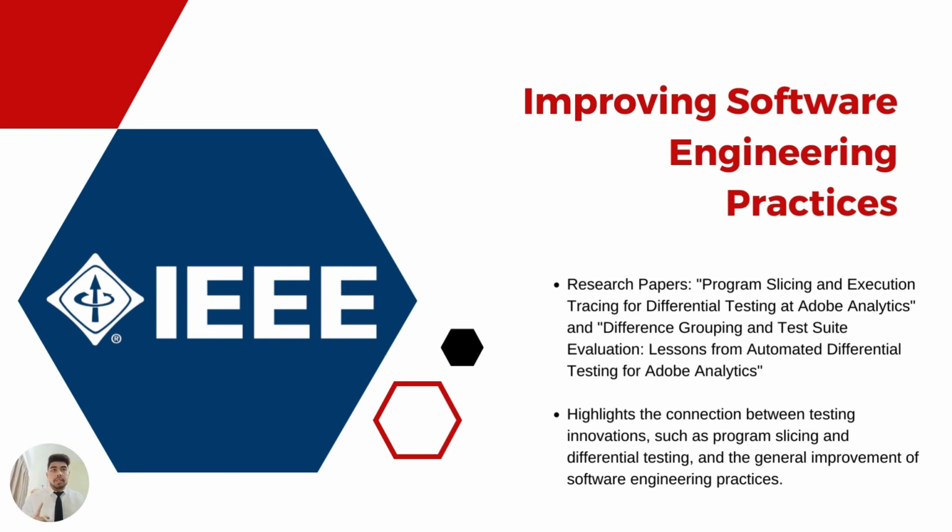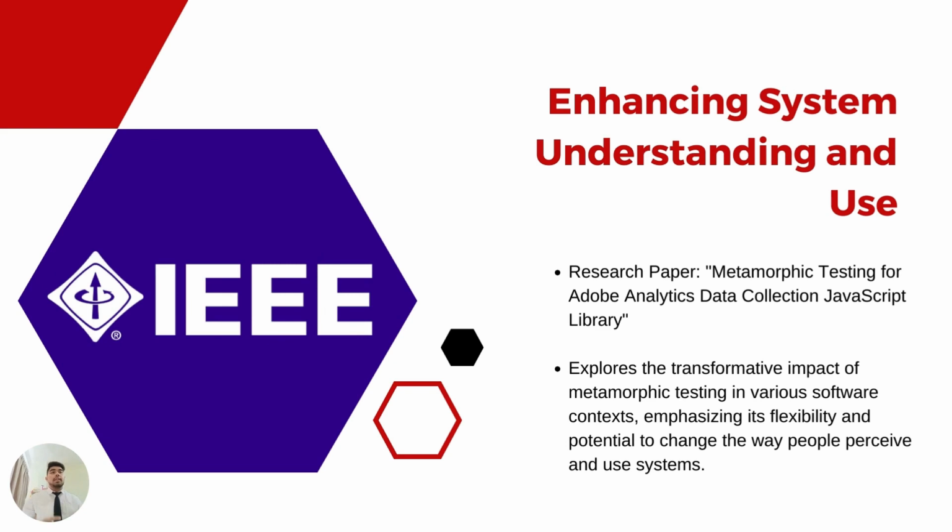Secondly, there is improving software engineering practices. This comes from the research papers Program Slicing and Execution Tracing for Differential Testing in Adobe Analytics, and Difference Grouping and Test Suite Evaluation: Lessons from Automated Differential Testing for Adobe Analytics. These two research papers highlight the connection between testing innovations such as program slicing, differential testing, and the general improvement of software engineering practices.